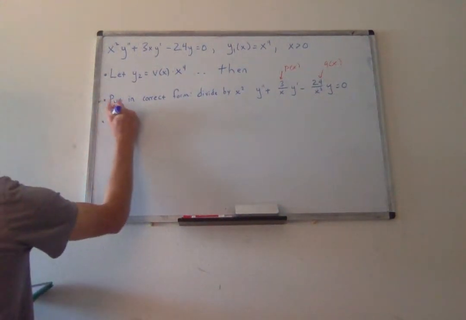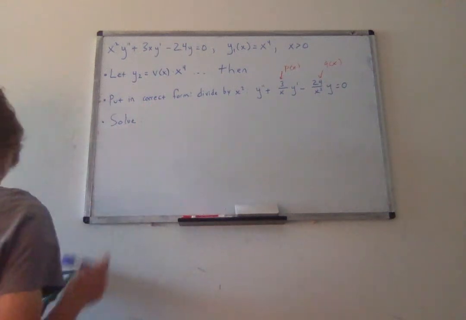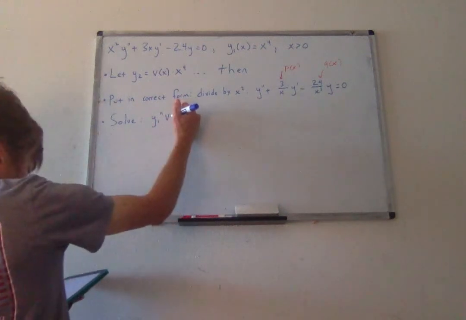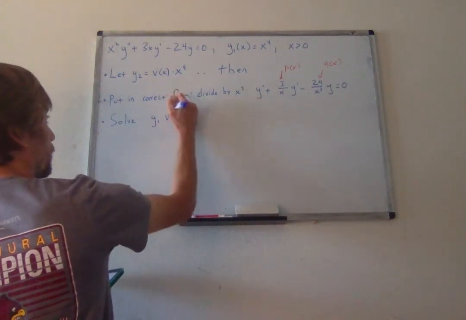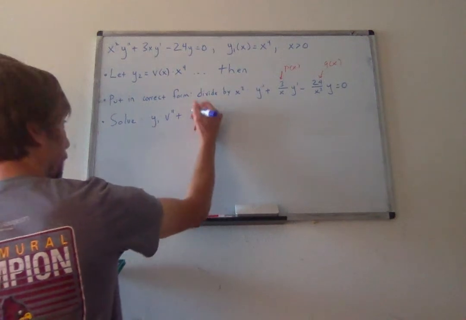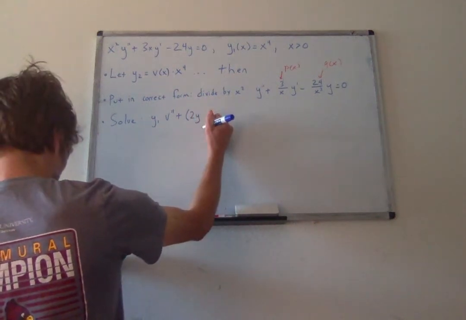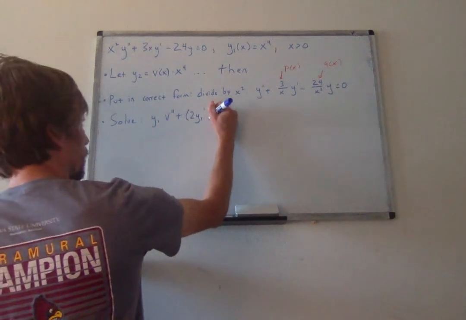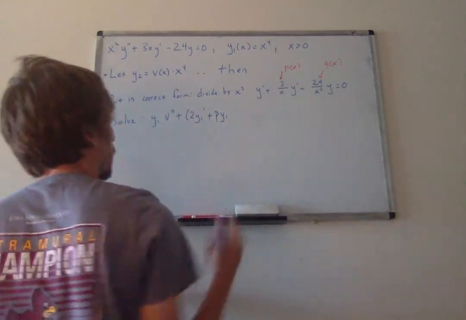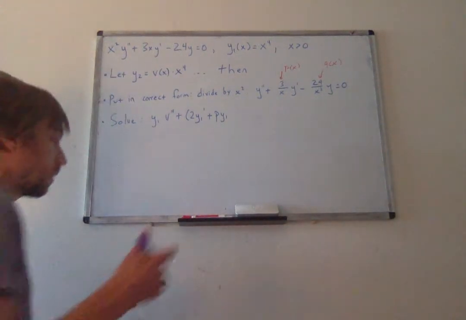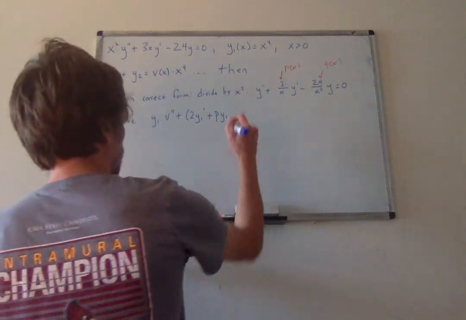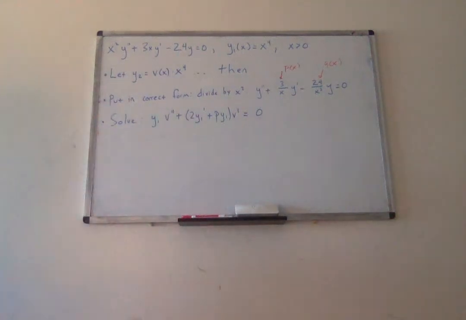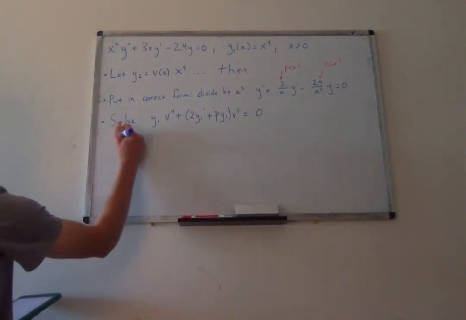So now we can solve y1 v double prime plus 2 y1 prime plus p y1 v prime is equal to 0. So now we just have to carefully plug everything into this.